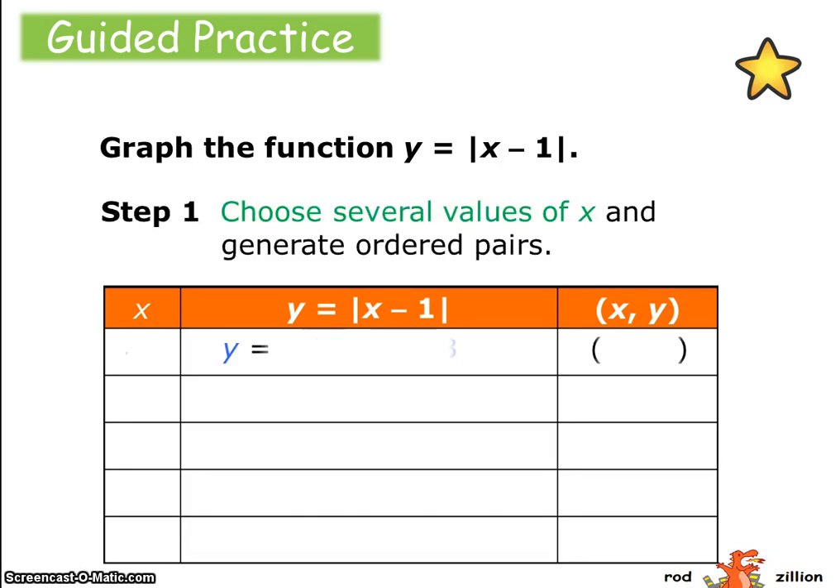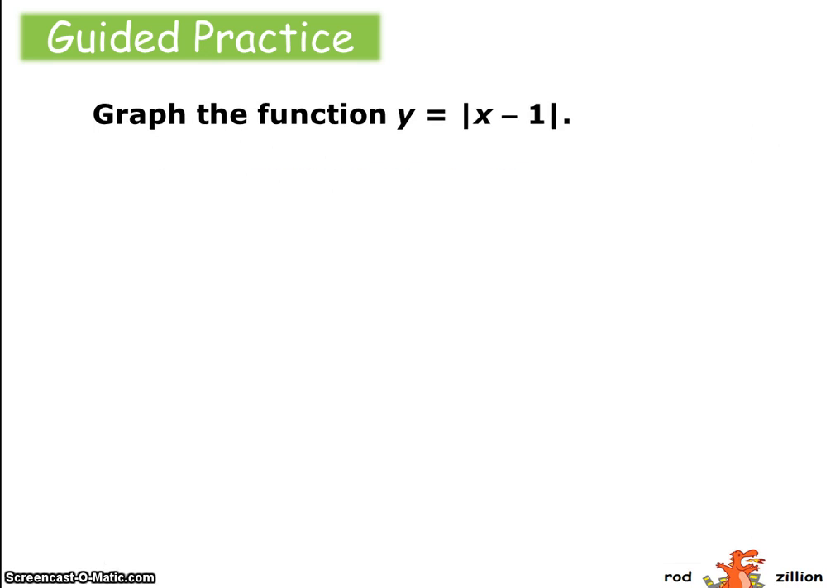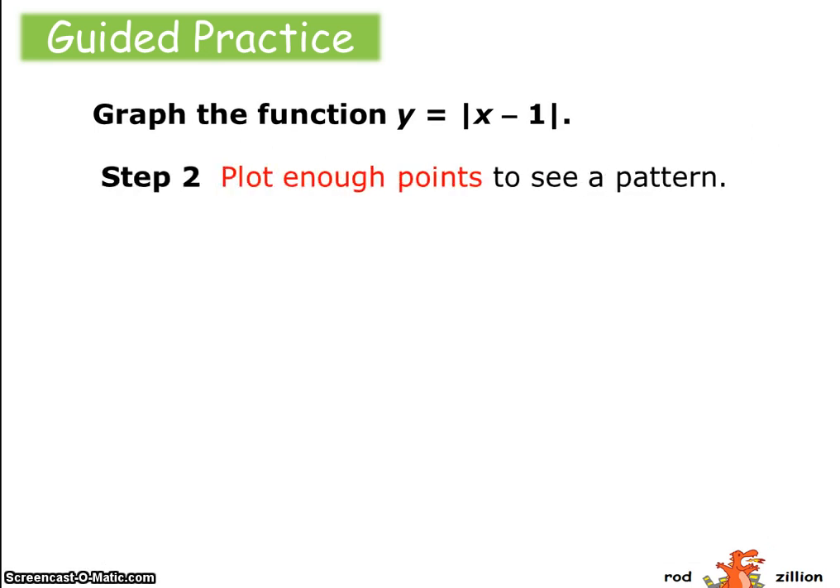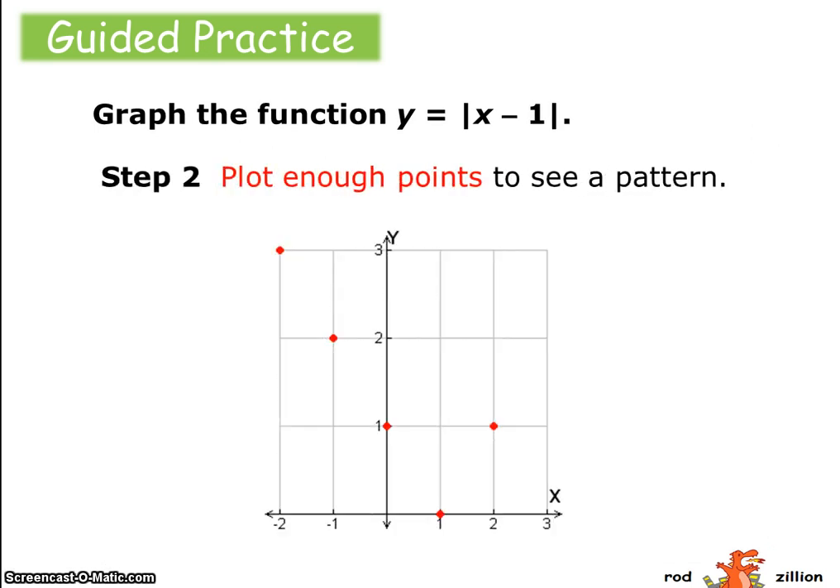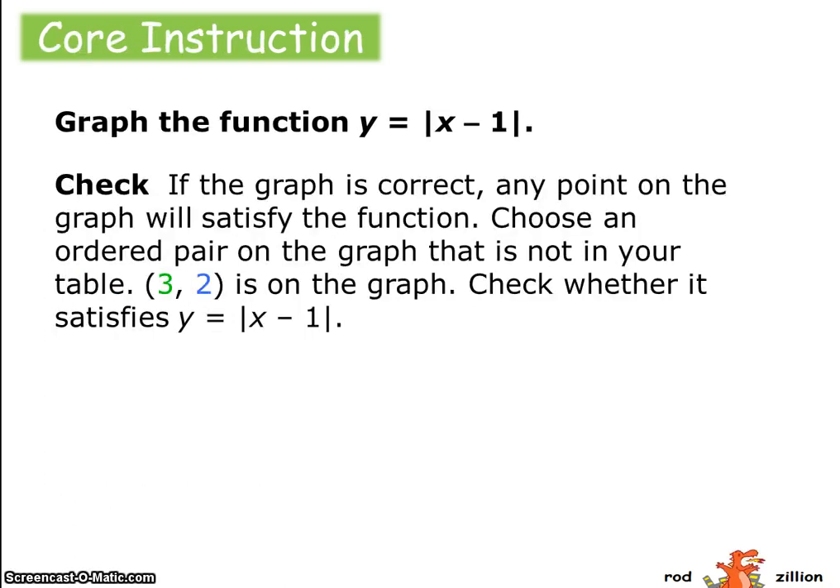Okay, now there might be some variation in the points you chose. I just chose -2, -1, 0, 1, and 2. That gave me the corresponding points. Graph these points enough to see a pattern. We should see that V-like pattern. And then connect them, arrowheads in both directions. I'm going to zip through this one real quick.